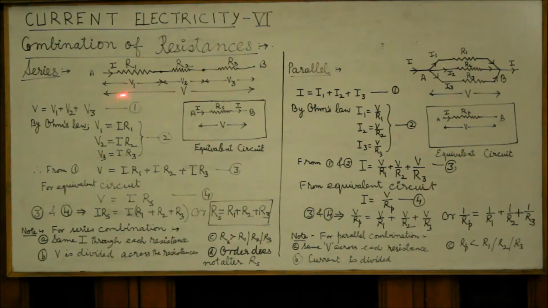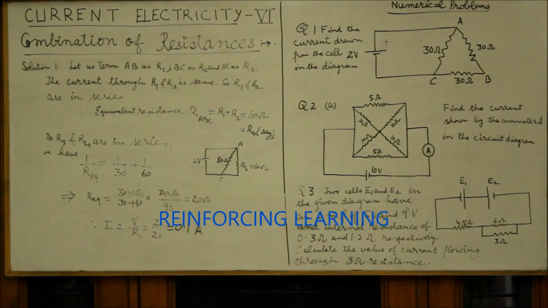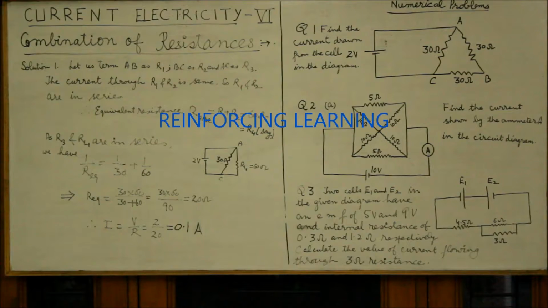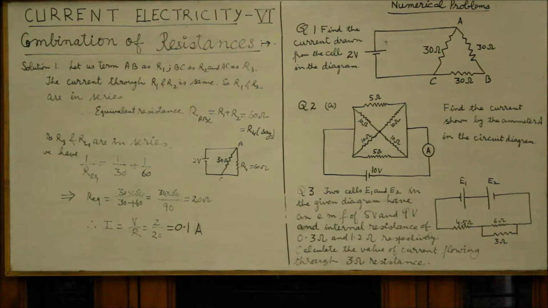In series combination, the potential difference is divided. In parallel combination, the current is divided. Series combination increases the resistance. Parallel combination reduces the resistance. These are some of the differences in the two combinations. Let us now proceed to solve a few numerical problems based on the combination of resistances.